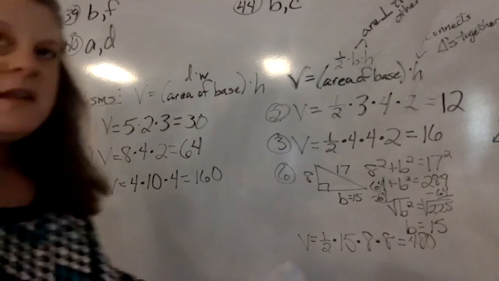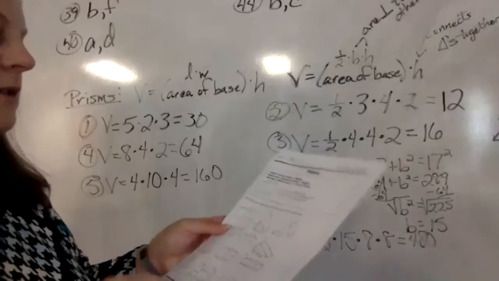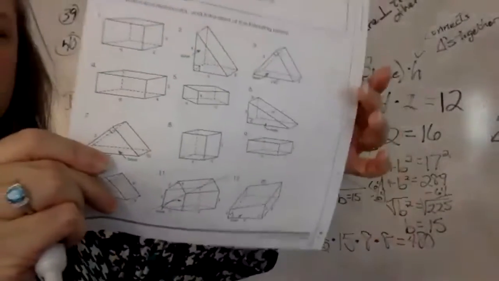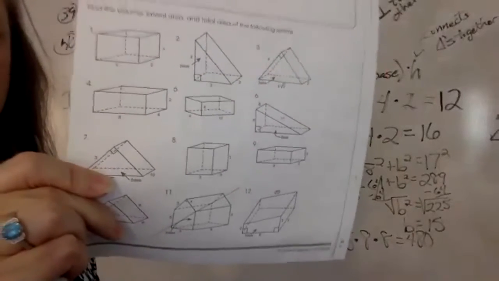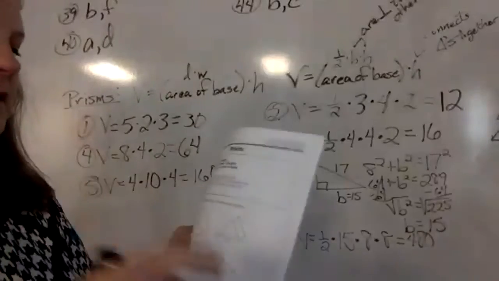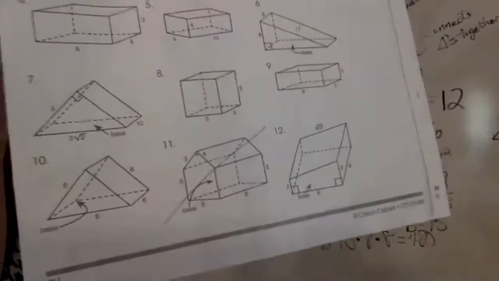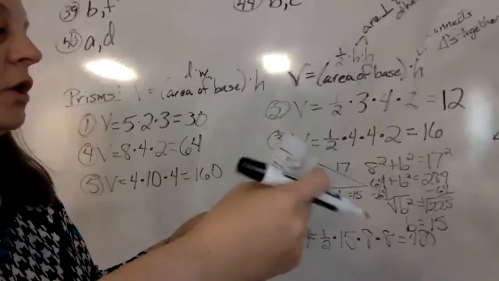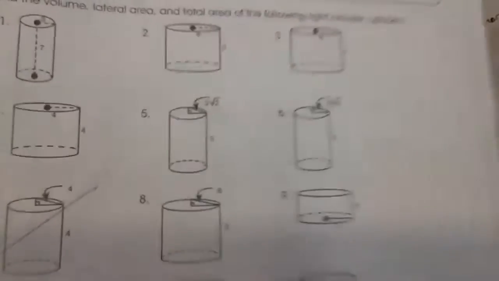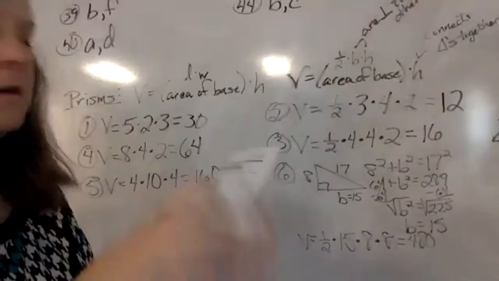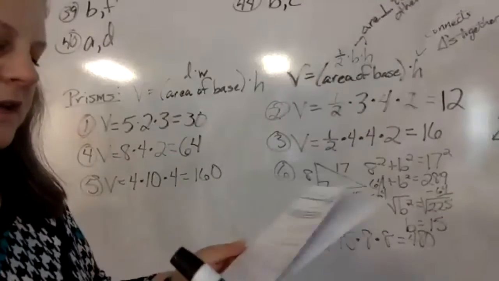Okay, now before we go any further, on the worksheet, down at the bottom, you can see I drew a line through number 11. You can draw a line through number 11. We're not going to do number 11. On the back of the worksheet, you can draw a line through number 7. We're not going to do number 7 on the back. Okay? So everybody got that marked out?